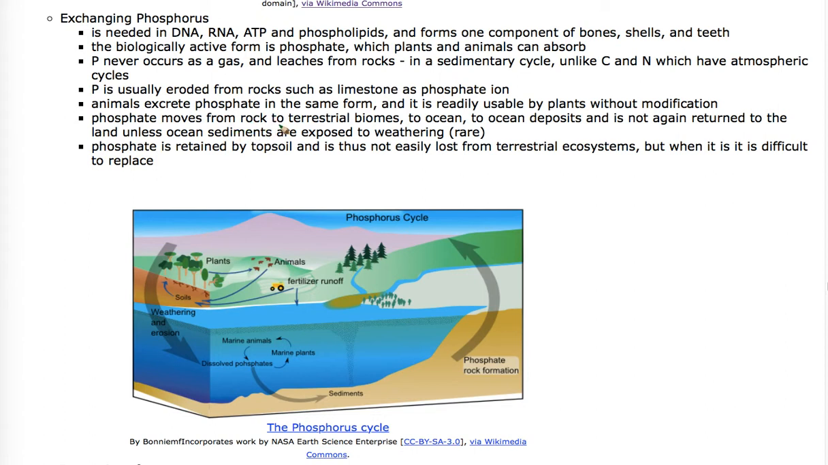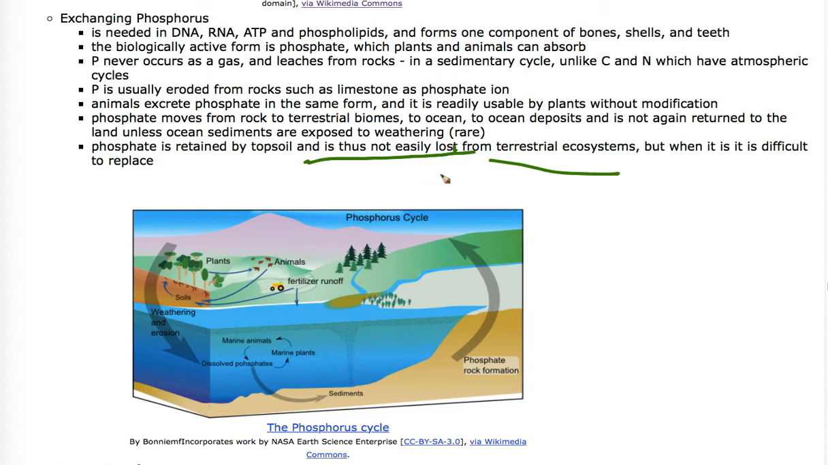So phosphate moves from rock to terrestrial biomes, ultimately to the ocean, and then it deposits out on the ocean floor, and it will not again return to land until ocean sediments, through plate tectonics, are shoved back up onto a land surface and they begin to weather off. So phosphate is retained, thankfully, a long time in topsoil, and it's not easily lost. So usually there's not a lot of phosphate problems on land. The limiting factor in a yard or a field is usually nitrogen or water, not phosphate.